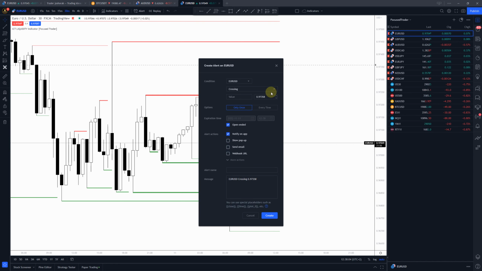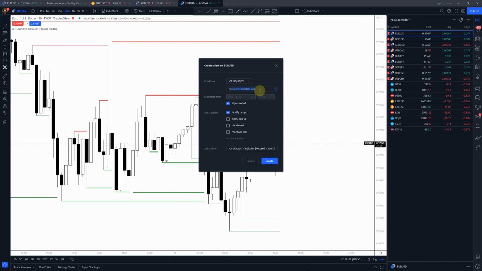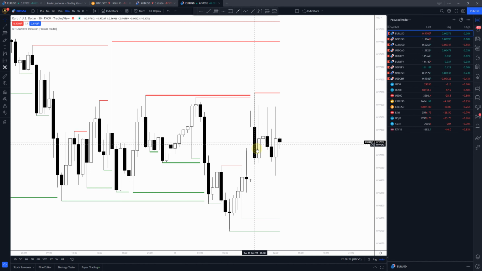So if you create an alert and use the Ict Liquidity Indicator and use the function call, you could call it liquidity grab on Euro USD, for example. Liquidity grab Euro USD. So this could be your alert name, and you will create it, and that way you will be alerted whenever a 30-minute bar closes, and you have set your alerts properly.